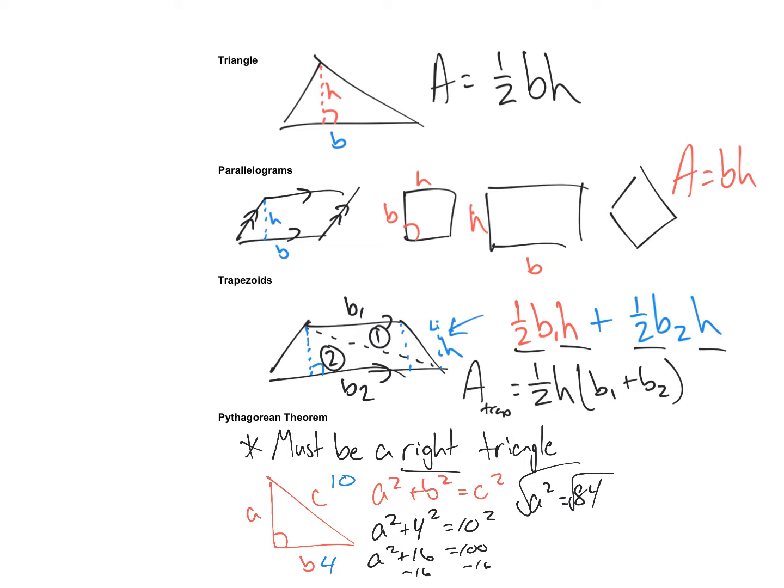Right off the top of my head, I don't exactly know what the square root of 84 is. I know it's bigger than 9 because the square root of 81 is 9. But I'm not exactly sure, so I'm going to get a calculator out real quick. And I could keep it as the square root of 84. But let's see, I get 9.17. So a equals 9.17, which is about the square root of 84. Again, I rounded to the nearest 100th.